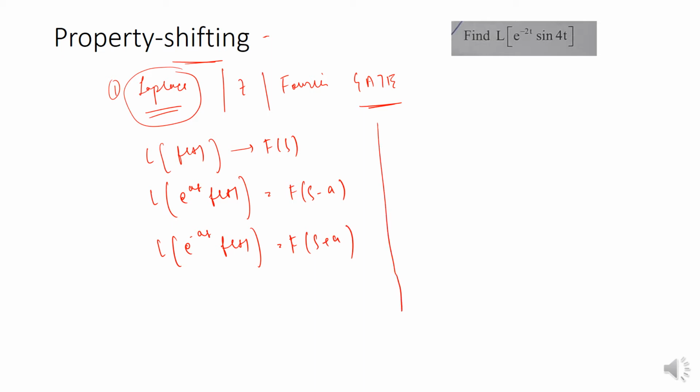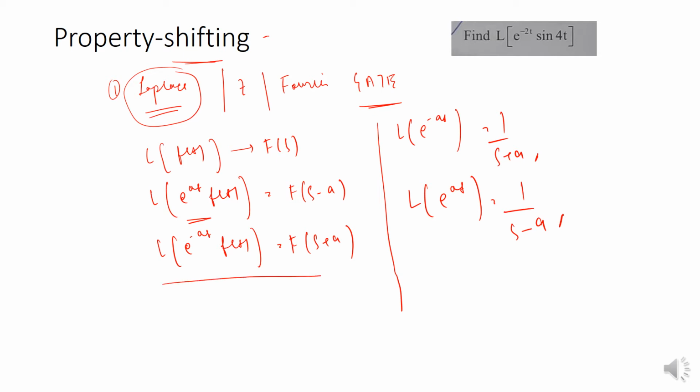Earlier we saw Laplace transform of e power minus at is what? 1 by s plus a. This is what we saw in the very first slide. Laplace transform of e power at is what? 1 by s minus a. So when you have minus, it becomes plus, and when you have plus in the time domain, then it becomes minus. Similarly here also. So e power at f of t becomes F of s minus a, and e power minus at f of t becomes F of s plus a.